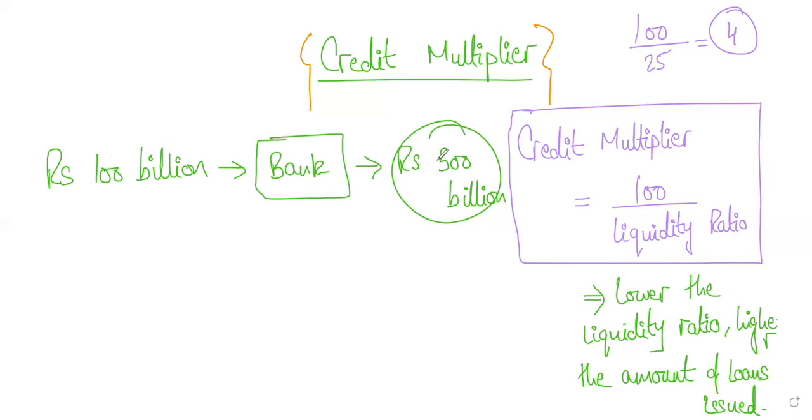Easy. Are we good on this, students? Are we clear on this? Is this making sense? Okay, now we know the rule: the lower the liquidity ratio, the higher the amount of loans issued. Now, how this process works is what I was about to explain to you. Now, listen to this carefully.